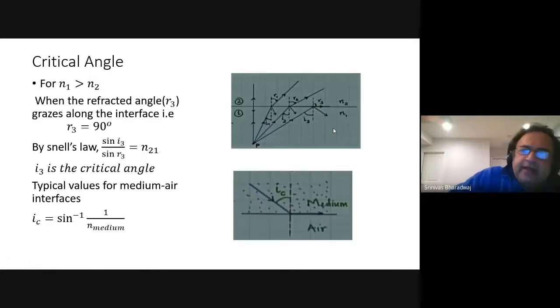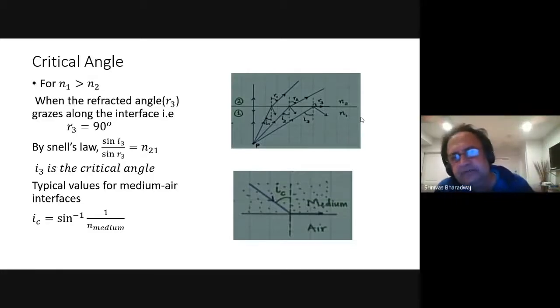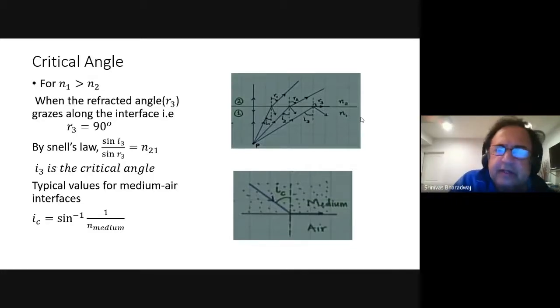Now, what is that angle? That angle happens to be what is called the critical angle. The angle of incidence at which total internal reflection starts is called the critical angle. It is the least angle, and for every angle after that, there will be total internal reflection. Okay? Now, what is that critical angle?